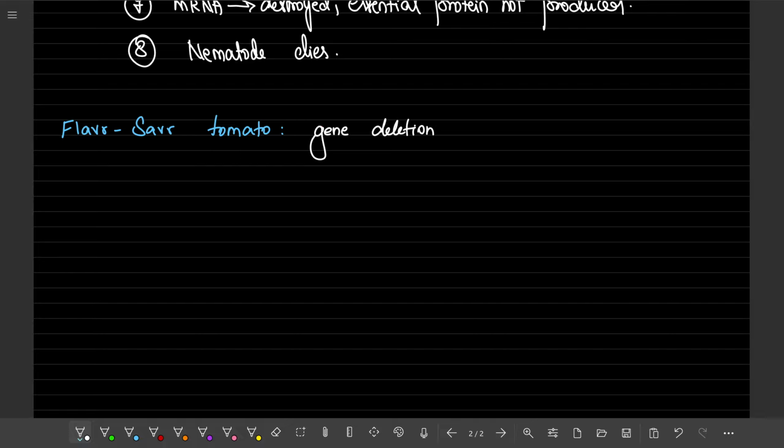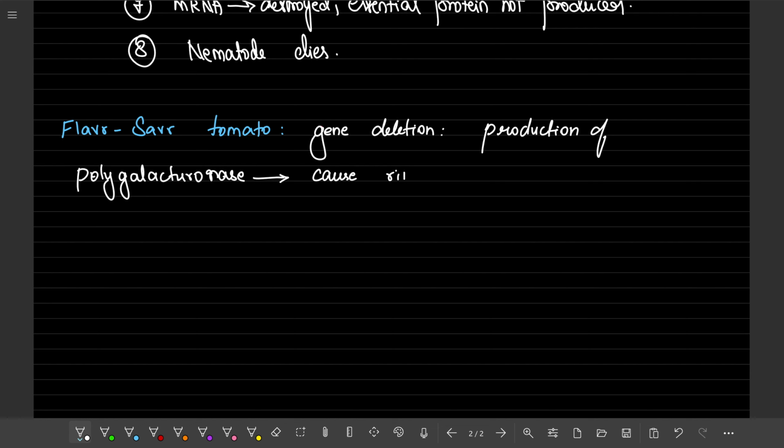The gene that is deleted here is for production of polygalacturonase. So polygalacturonase production was stopped. Why? Because this is an enzyme that is going to cause faster ripening of tomato. So why is this bad? Post-harvest losses. Tomato is going to be harvested, stored in one place and then transported to different places.